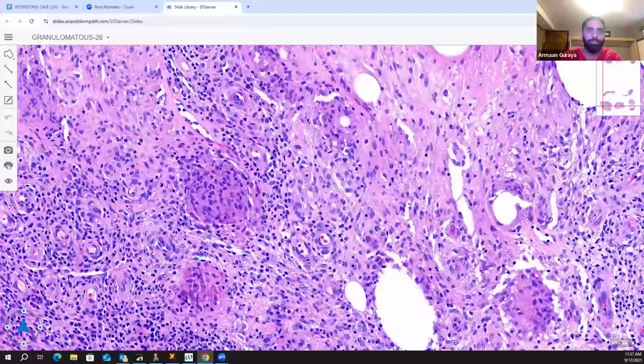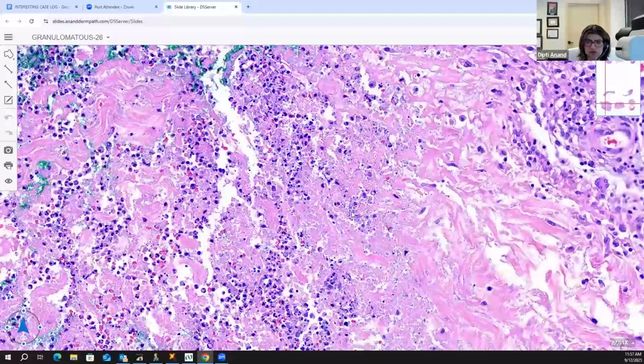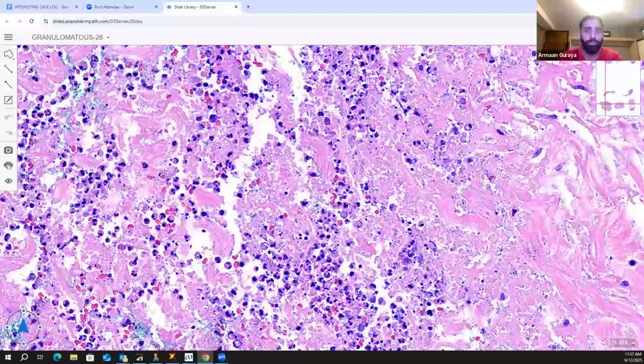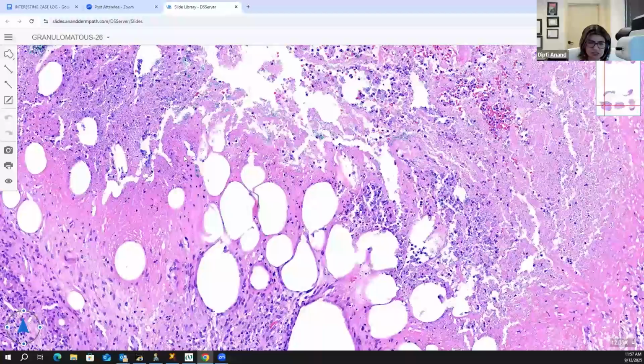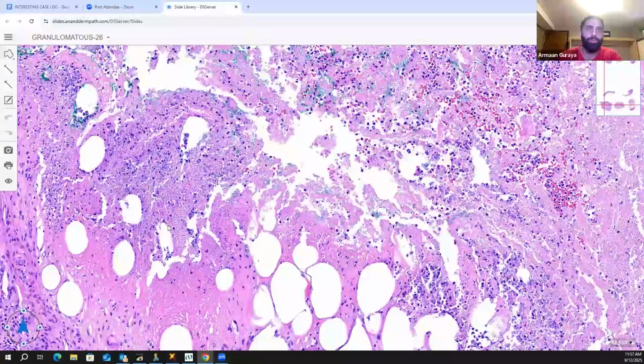Oh, giant cells. Yep, they are giant cells. And then what are you seeing over here? What are these cells? There's some neutrophils, I think. Yeah, there are lots of neutrophils, right? Infection. And then how do you describe this? Like, is this living tissue or dead? Dead. It's dead. It's necrotic.